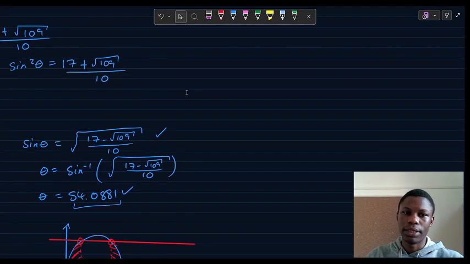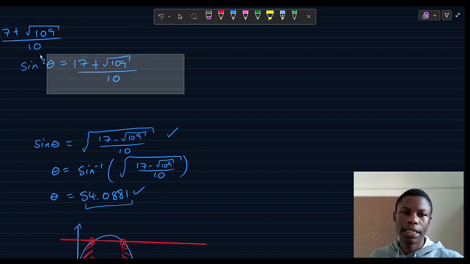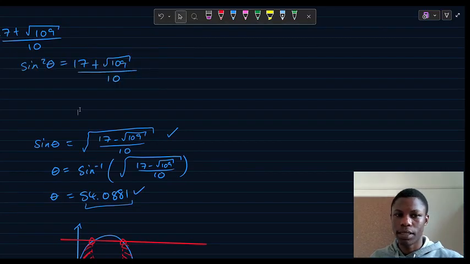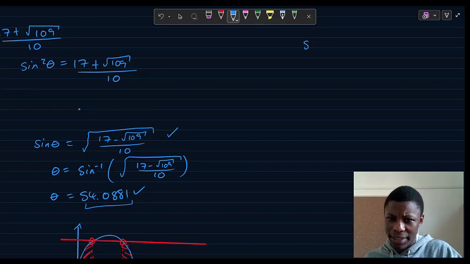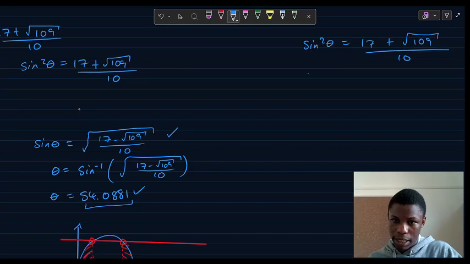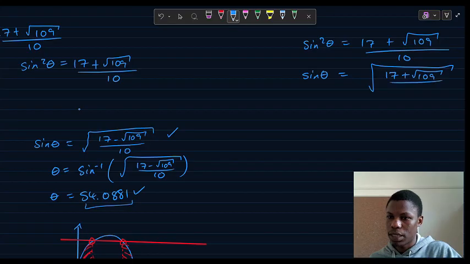So now we just need to check our sine squared theta is equal to 17 plus root 109 over 10. So let's do that on the side. Sine squared theta is 17 plus root 109 over 10. Take the square root on both sides. Sine theta is equal to the square root of 17 plus root 109 over 10. Don't forget plus or minus.